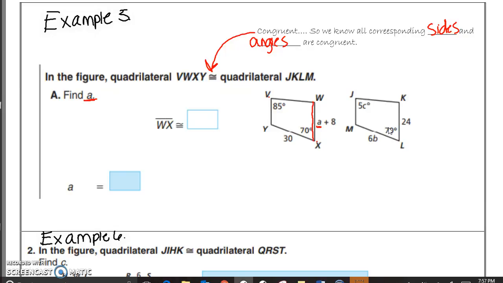So WX is congruent here. I'm seeing X is 70 degrees, and so is L. So that would be this here, KL. So WX is congruent to the side KL. So we can set up an equation. A plus A equals 24. And then we just solve like normal. So subtract 8, subtract 8, A equals 16. Right there. A equals 16.